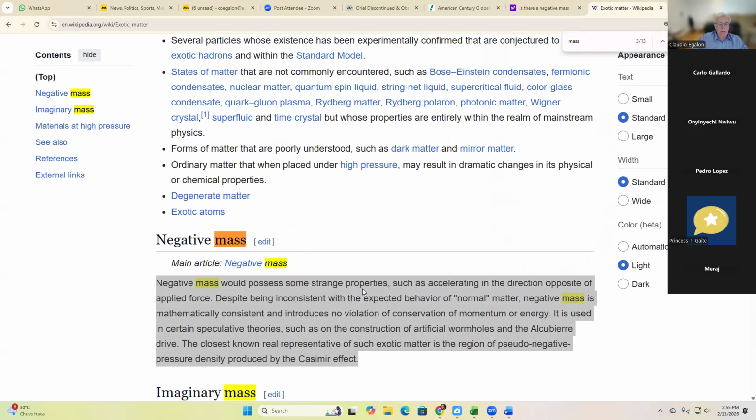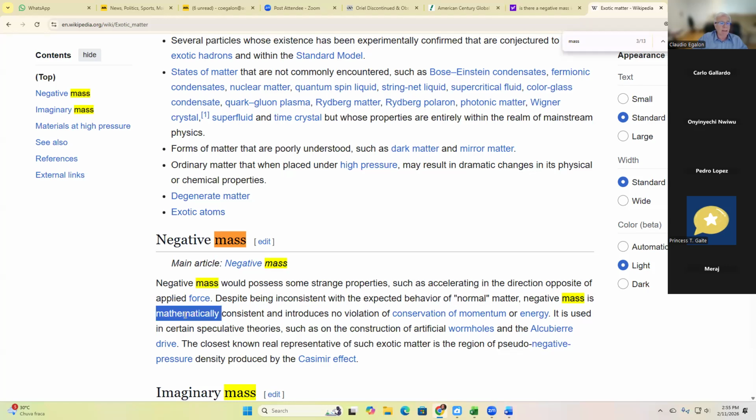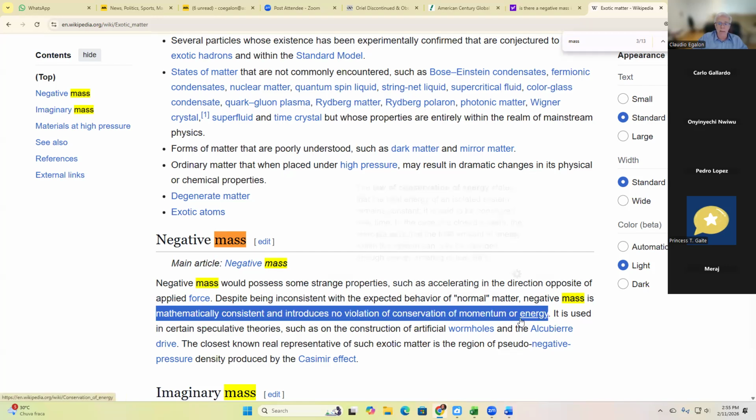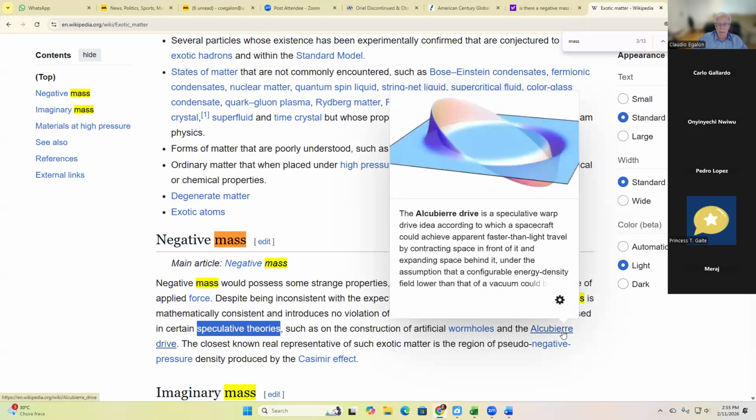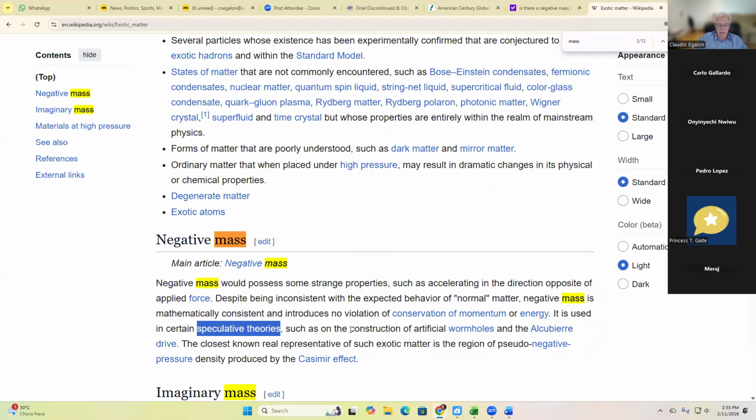Negative mass would possess some strange properties, such as accelerating in the direction opposite of the applied force. Despite being inconsistent with the expected behavior of normal matter, negative mass is mathematically consistent and introduces no violation of conservation of momentum or energy. It's used in certain speculative theories, such as the construction of artificial wormholes and the Alcubierre drive. The Alcubierre drive, that is the Star Trek drive that's used in the Star Trek TV series, right?